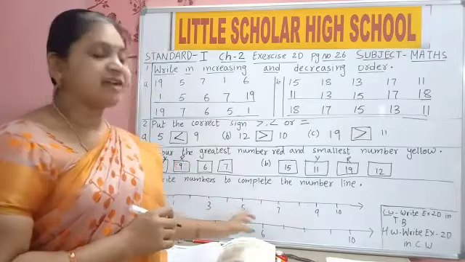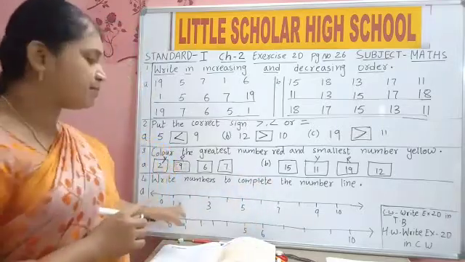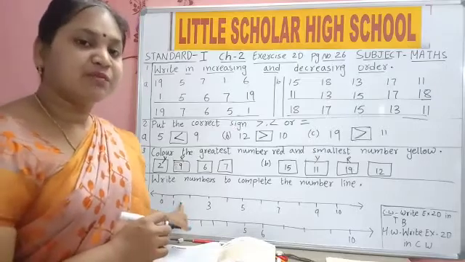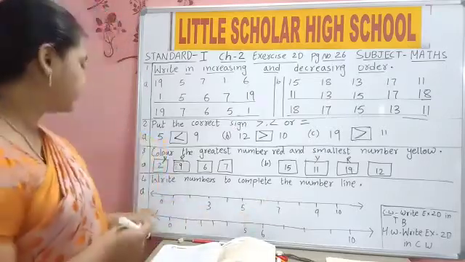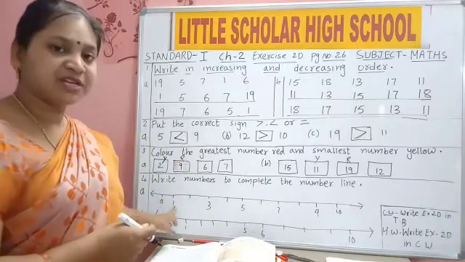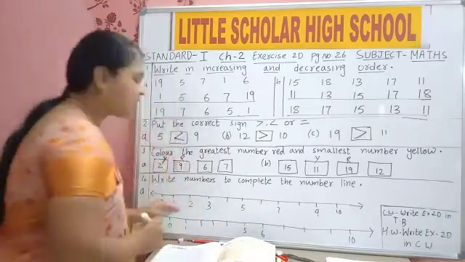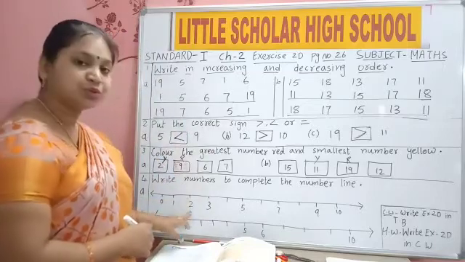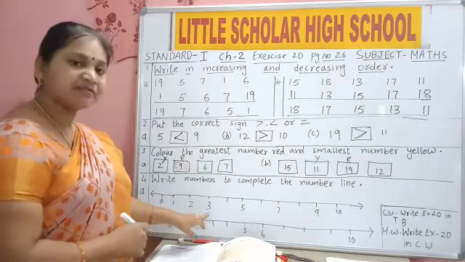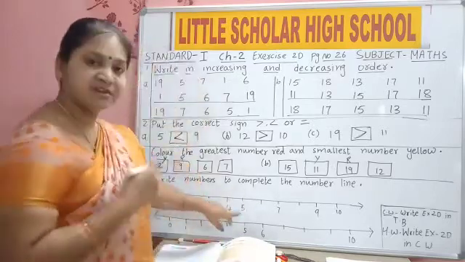In this number line, few numbers are missing. You should write those numbers to complete this number line. 0, 1, after 1, 2. Here we are increasing: 0 to 1, 1 to 2, 2 to 3. Then after 3, 4. After 4, 5. 5 is already there.